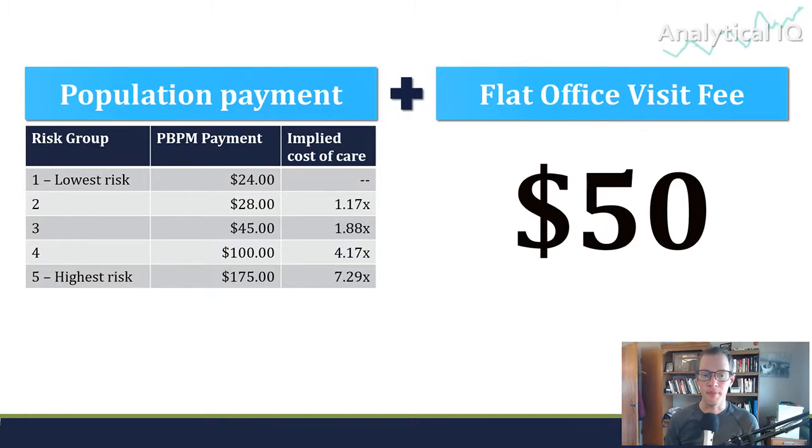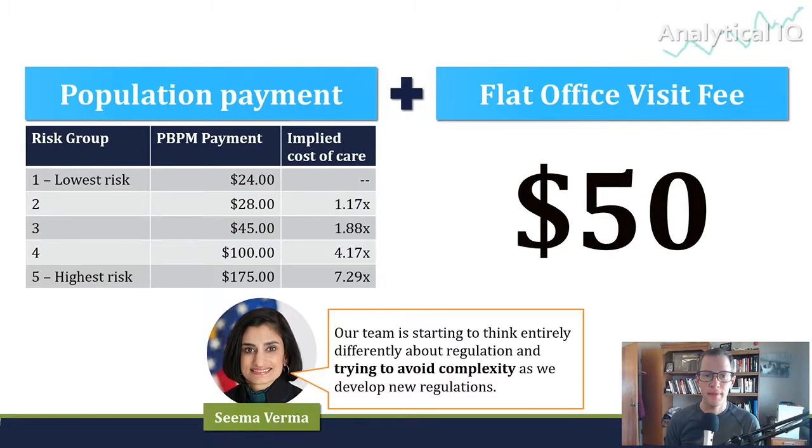So you can see that the middle tier is almost double the implied cost of care of the low tier, and the highest tier, they consider that to be 7 times as costly to treat. And well, who am I to tell them differently? They probably know that. The folks at CMS, pretty good at math. And one thing I have appreciated about this program so far is the level of simplicity. And we can see our fearless leader, Seema Verma, it says that prioritizing simplicity is something that they are valuing higher and higher at Medicare these days, and that's something I applaud them for.